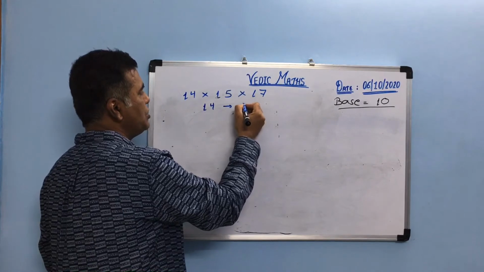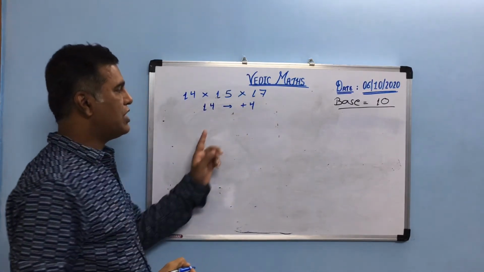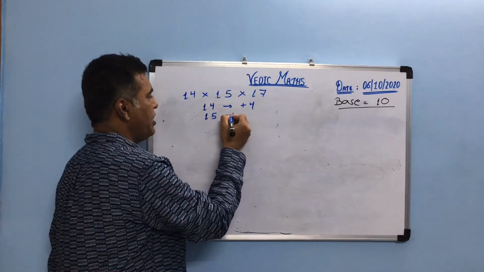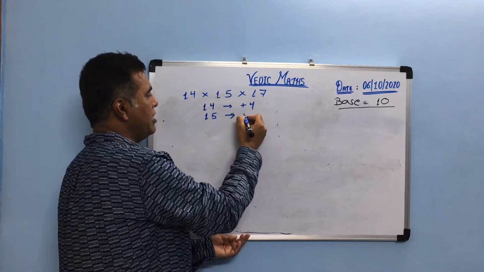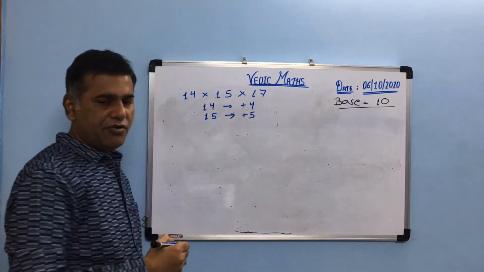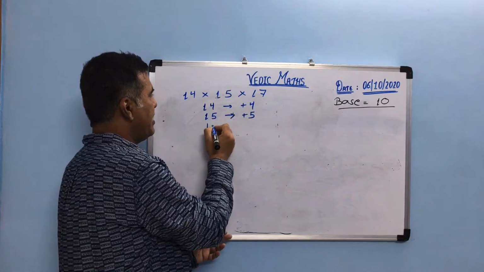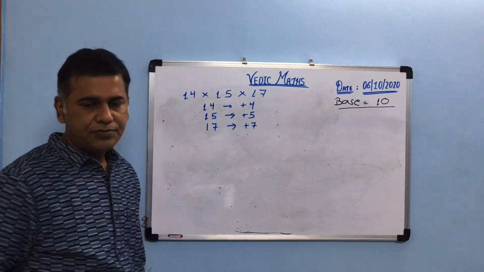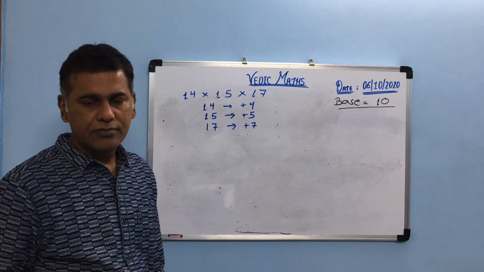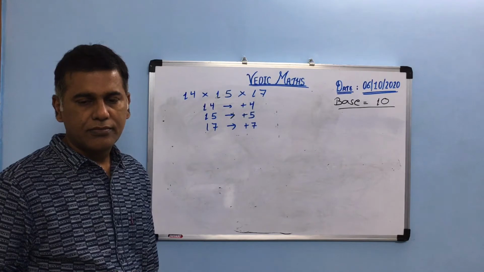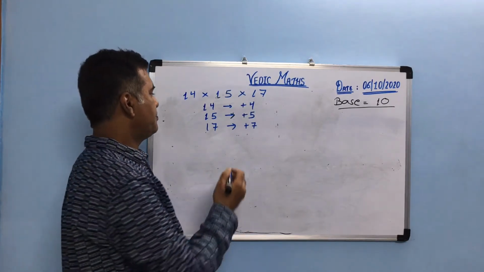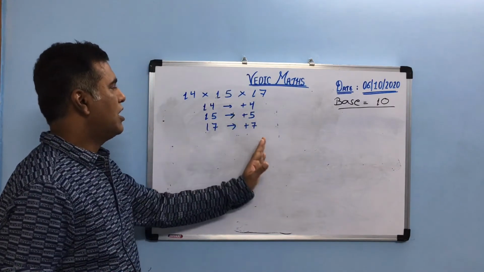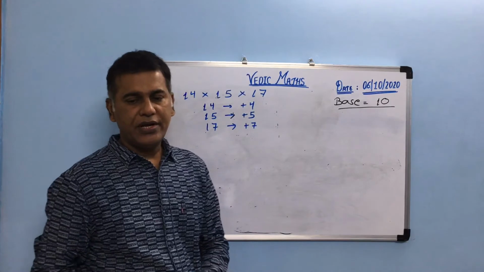So 14 means how much difference is there from the base? 4 difference. Then 15 is how much difference from 10? 5 difference, so I write plus 5. Then 17 is how much difference? Plus 7. In this way, first of all I will write the differences of the numbers from the base 10.